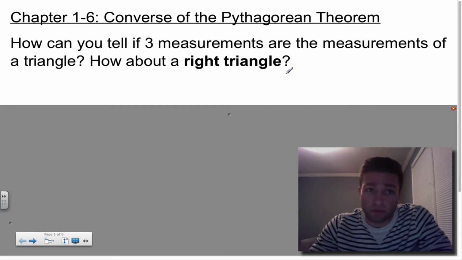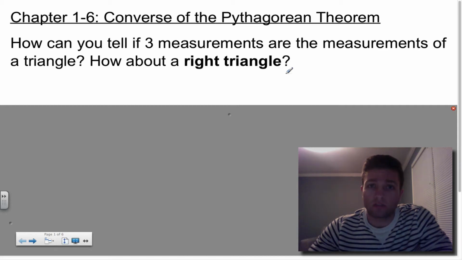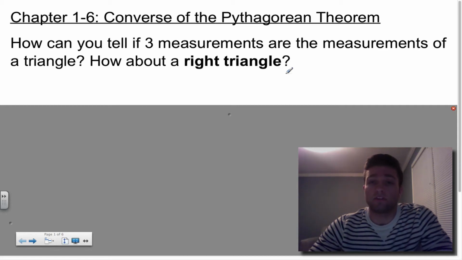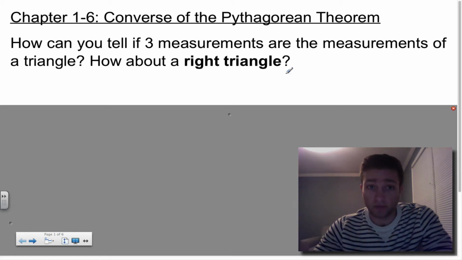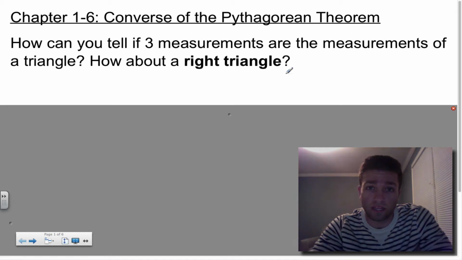To be able to answer this question, if I gave you three measurements, could you tell me, yes, those measurements are the measurements of a triangle? Furthermore, could you tell me, are they the measurements of a right triangle? So there's two parts to this lesson. Those are the two questions we're going to answer.